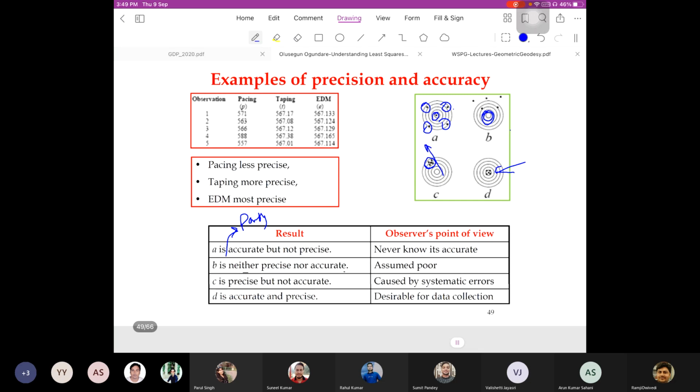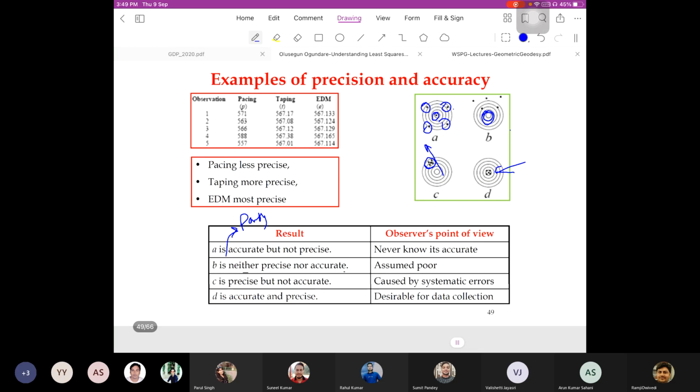That's why we are calling it this, as it is caused by systematic errors. Okay. Similarly, in the case of D, which we call accurate and precise, it is desirable for data collection.